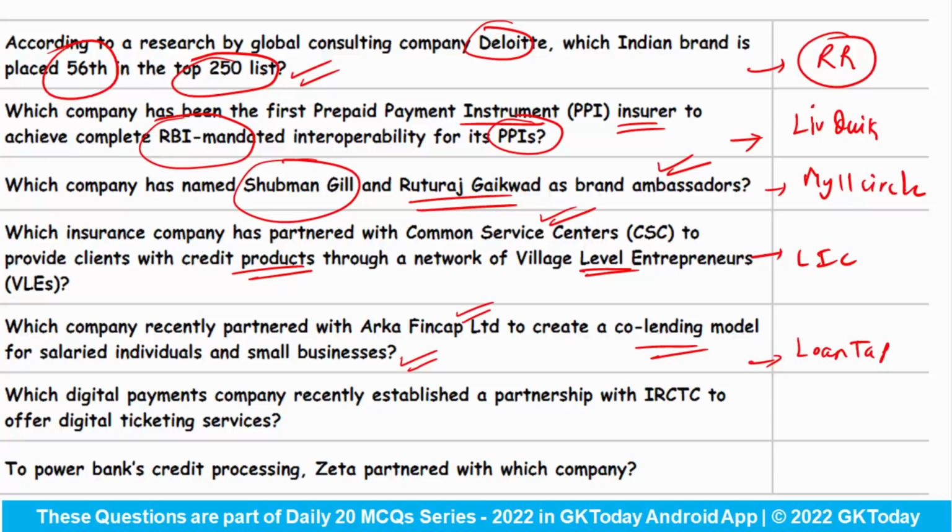Which digital payment company recently established a partnership with IRCTC to offer digital ticketing services? So now, to make the ticketing services digital, Paytm has partnered with IRCTC. To power the bank's credit processing, Zeta partnered with which company? So for this purpose, Zeta has partnered with MasterCard.